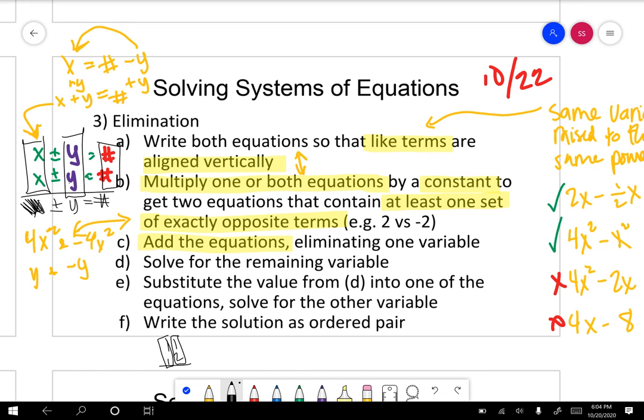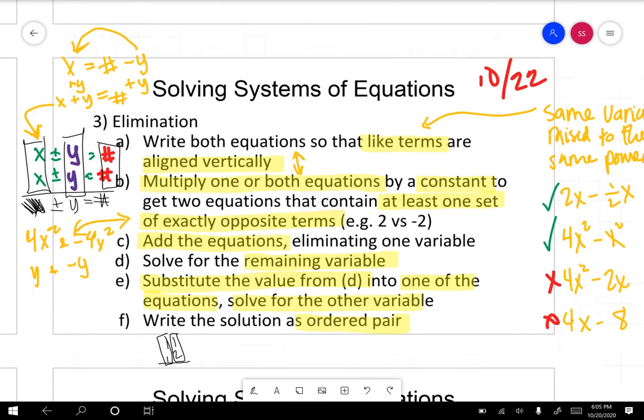Okay. Once that happens, you're going to solve for that remaining variable. So maybe it already is just y equals some number. But if it's like 4y equals some number, you're going to have to isolate the y, right? So solve for that remaining variable. And the second to last step is to substitute the value you just found in this step D into one of the equations and solve for the other variable. The last step would be to write it as an ordered pair.